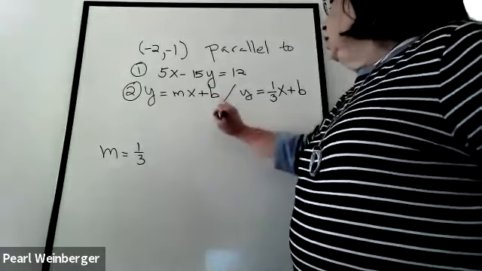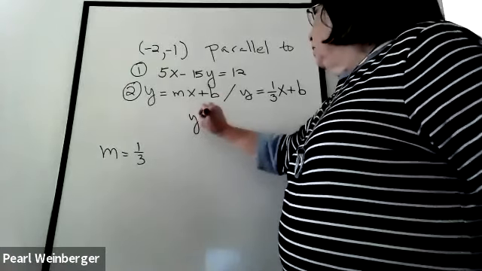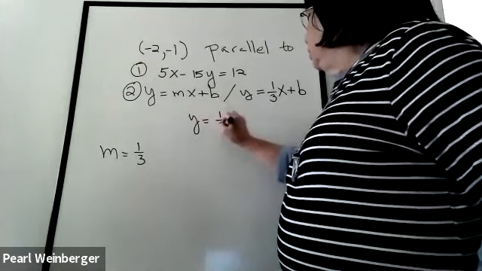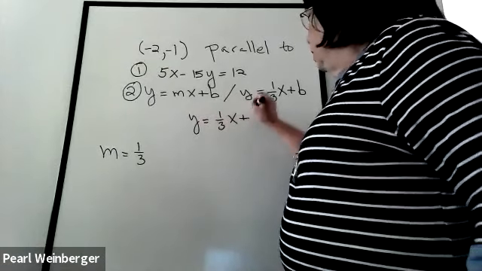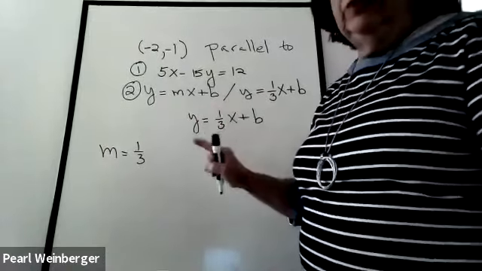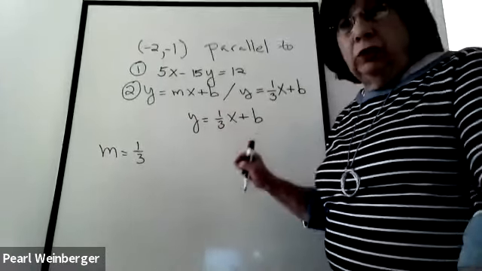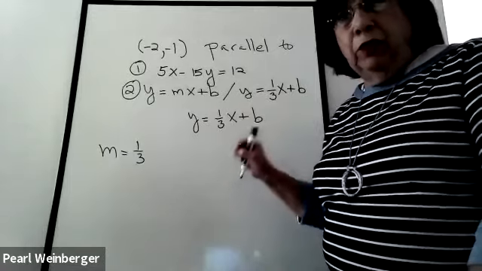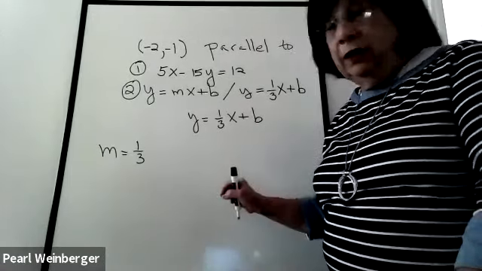Okay, so here we are. y equals 1/3 x plus b. We still have to figure out the b. And we always have to do this. This is how we always work a problem where we're trying to find the b.